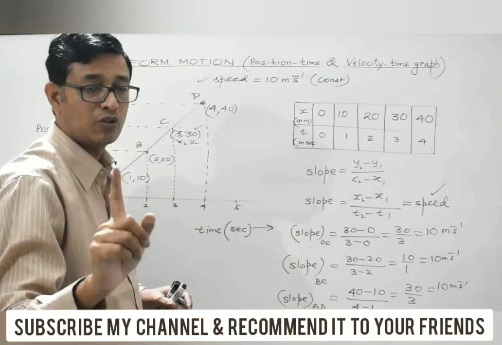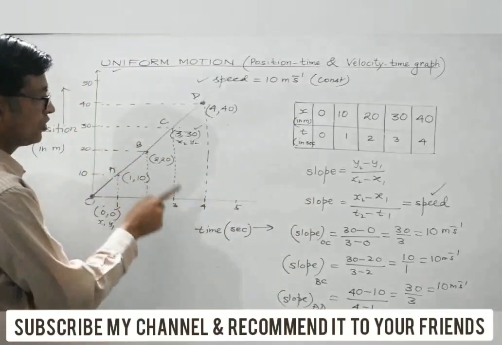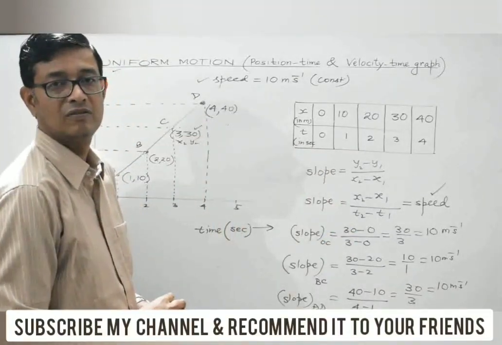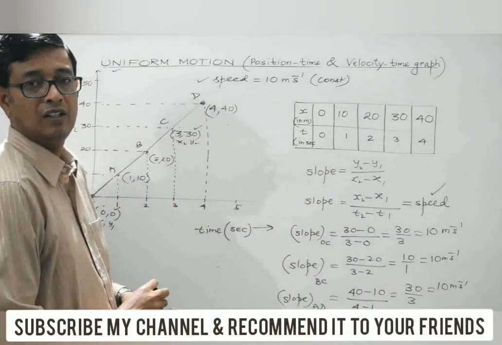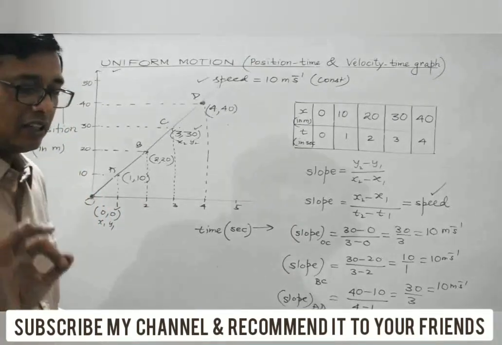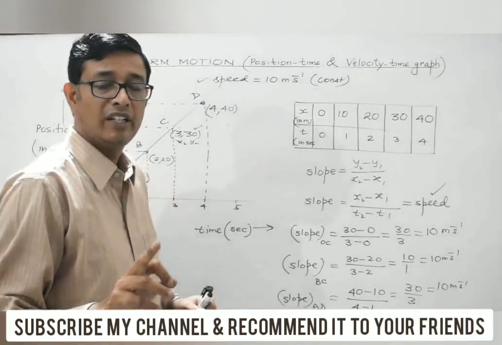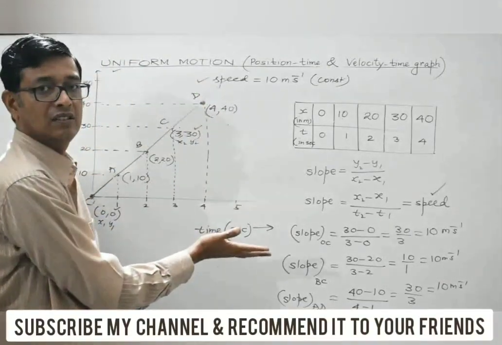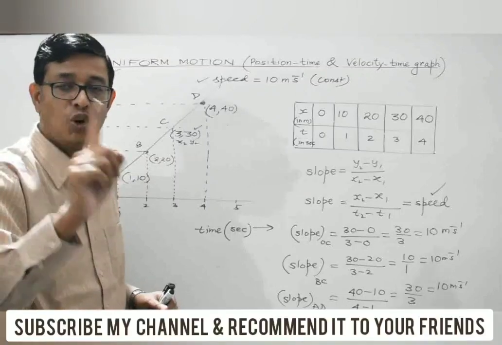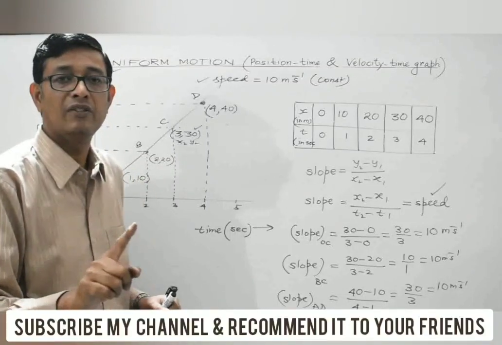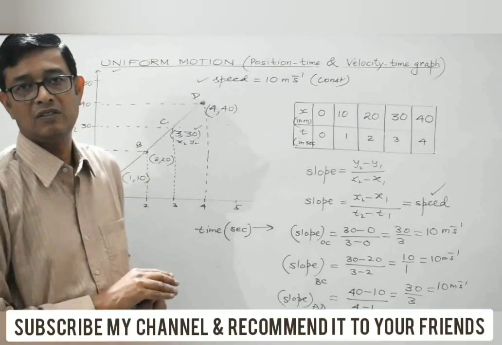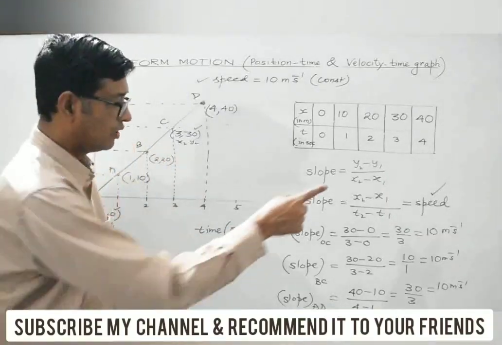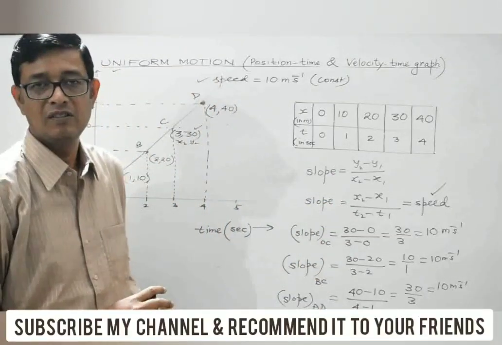Second important point, what we have proved is the slope of position time graph will give us speed of the body. That is what we have proved, right? So students, always remember, in case a body is in uniform motion, its position time graph would be a straight line inclined towards the time axis, and the slope of position time graph will give us the speed of the body. If it's a straight line, then the speed of the body must be constant, which is what we proved over here time and again.